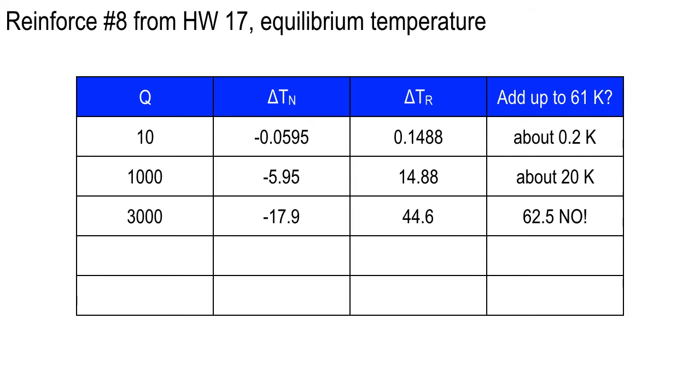Uh-oh, we got problems. Squeeze down factor, 62.5, a little bit too much. So go ahead and jot down this 3,000 row with negative 17.9 for delta T subscript N and 44.6 for delta T subscript R. So nature would never do this. Nature will not overshoot equilibrium. It'll slowly dip and converge to equilibrium. This is too big of a close down. This overshoots.